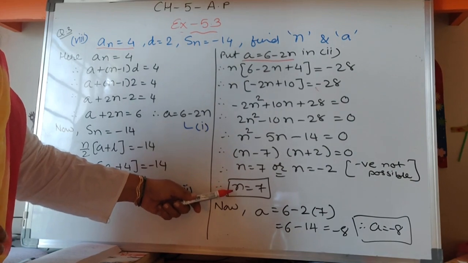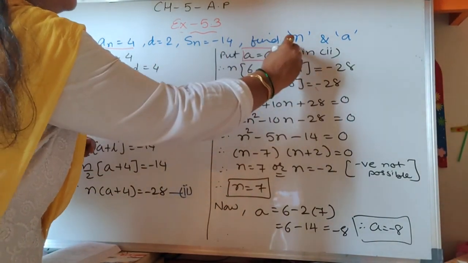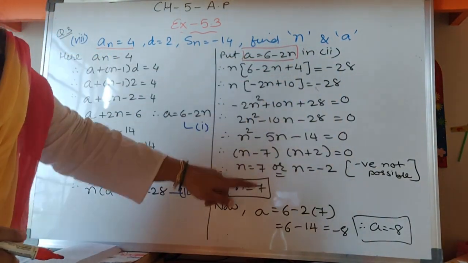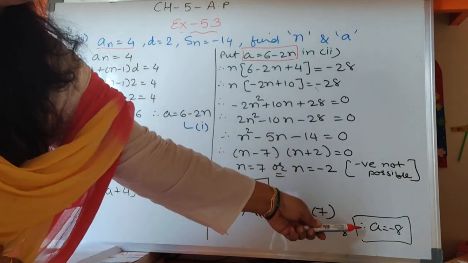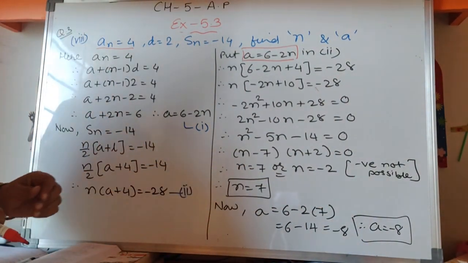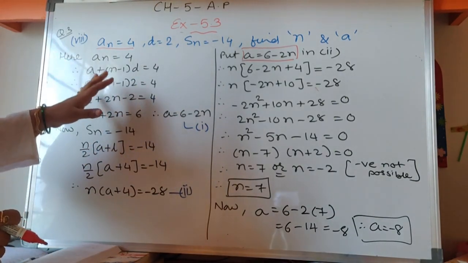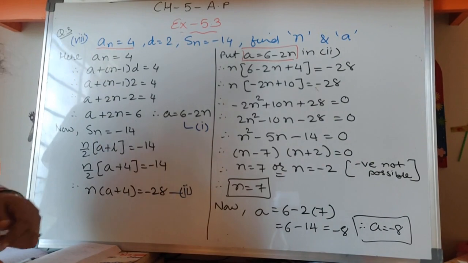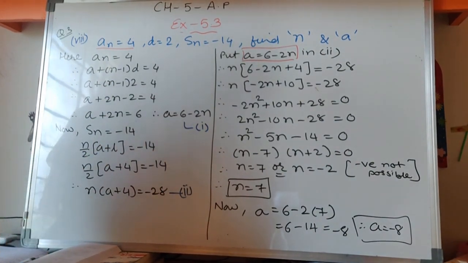Once we got the n value, we put that value in this: a is equal to 6 minus 2 into the bracket n. It means 7. And therefore, we get a is equal to minus 8. I think you got these steps and you will do this type of questions on your own easily.